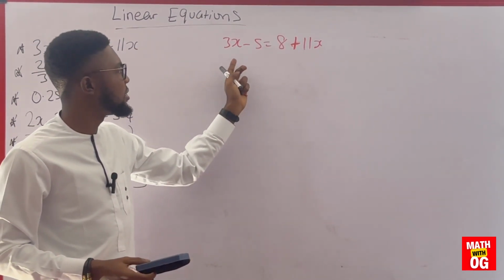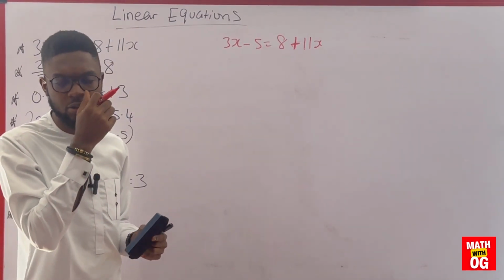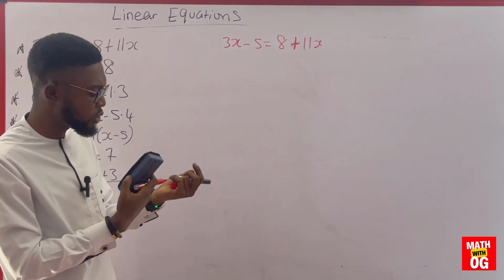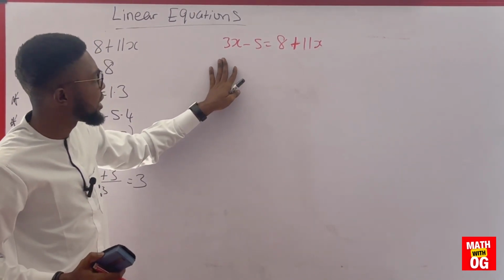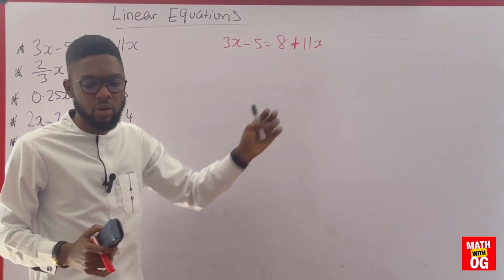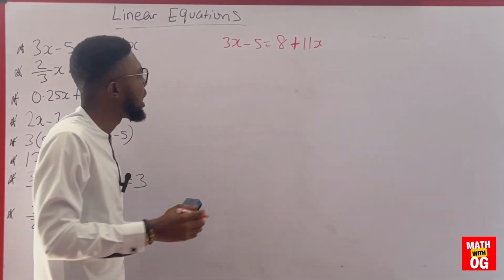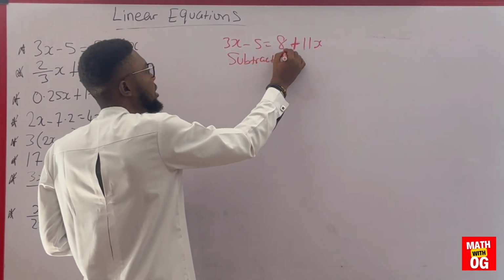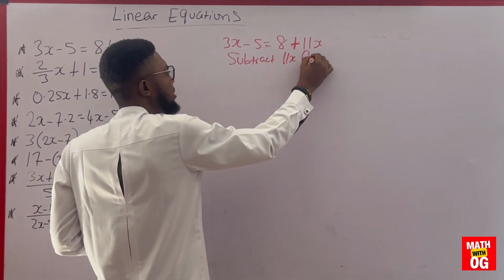You are not removing anything from anywhere. You are simply adding and subtracting from both sides. So if I want a situation whereby my x remains on the left hand side and my constant remains on the right hand side, this is what I will do. I will subtract 11x from both sides.